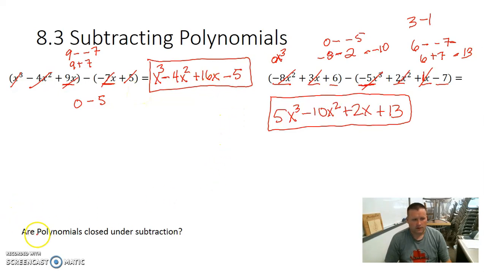All right, last question. It asks us, are polynomials closed under subtraction? So again, remember, closed just refers to: if I'm subtracting two polynomials, do I get another polynomial out? And in this case, that is absolutely true. I got polynomials in both those cases, and it'll happen every single time. So this is yes, for sure, they are closed.